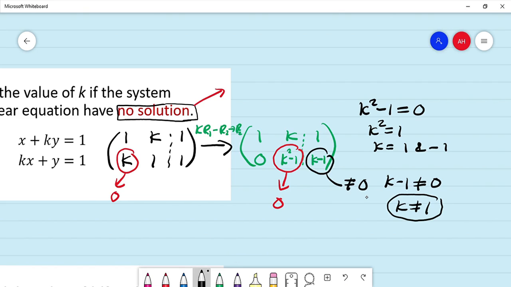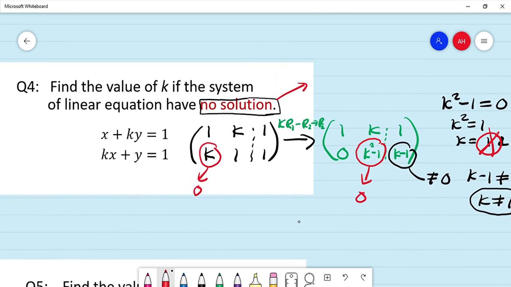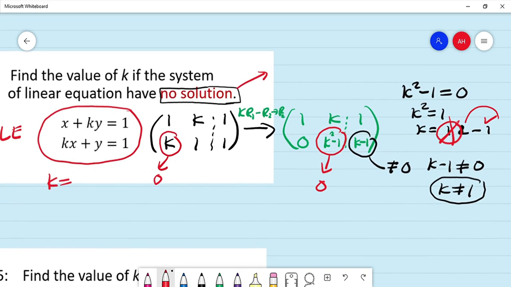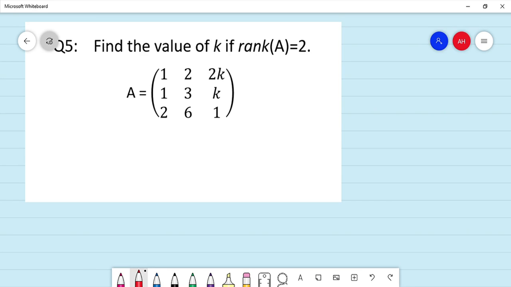We cannot accept 1, therefore this one is not acceptable. We only accept negative 1. So there we have it, we already have the answer. For this system of linear equations to have no solution, according to our calculation, k must equal negative 1. Negative 1 only, one answer only. Now let's continue with question number 5.